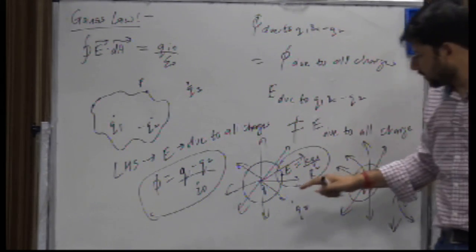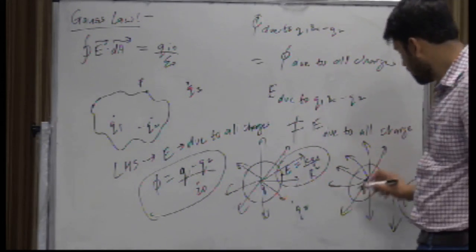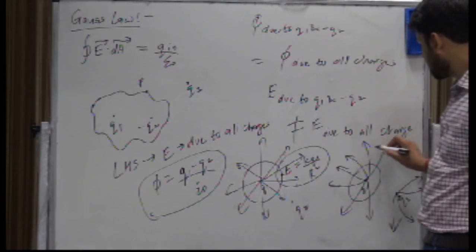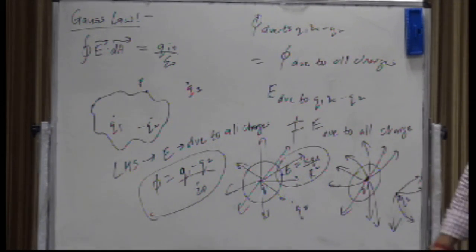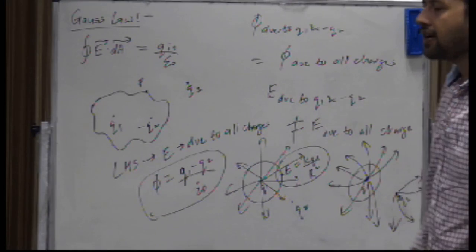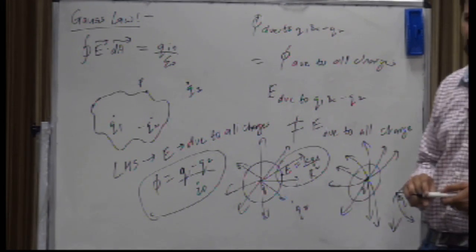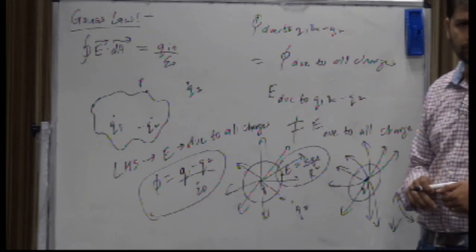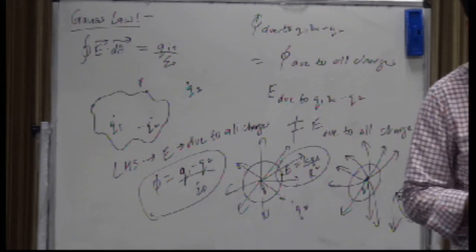Let me count the lines: 1 2 3 4 5 6 7 8 9. Then 1 2 3 4 5 6 7. So two more lines. The number of field lines produced by Q1 would still remain the same, but the distribution has altered. Since the field is not symmetrical, you cannot apply Gauss law, right?